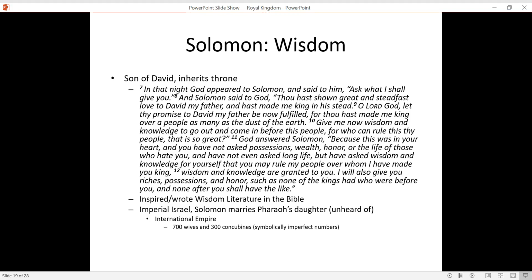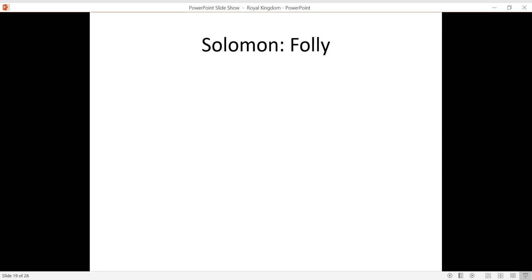But also the downfall later in Solomon's life. Solomon, despite his great wisdom, begins to make political compromises and ends up having over 700 wives and 300 concubines. Symbolically, an imperfect number, the number 300. He begins to invest in armies and navies and builders. Because of this worldwide empire, the Queen of Sheba, just this huge figure in history, comes to Solomon to learn wisdom. But again, something is going on here, and that's Solomon's folly.